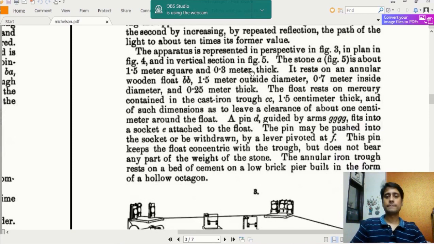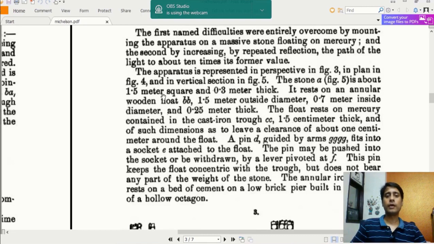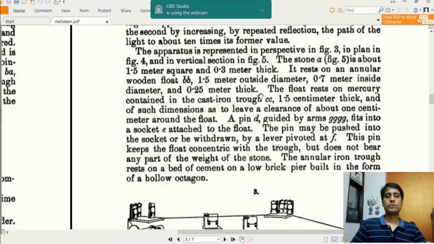So the stone A, the stone is this A, figure 5, is about 1.5 meter square and 0.3 meter thick. So it's 1.5 meter square, the length is 1.5 meter, and this is 0.3 meters of thickness.